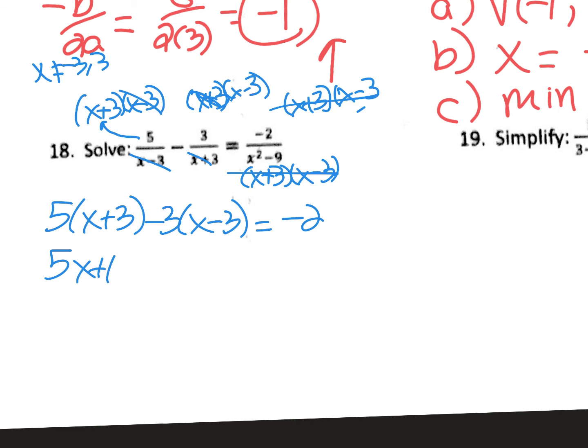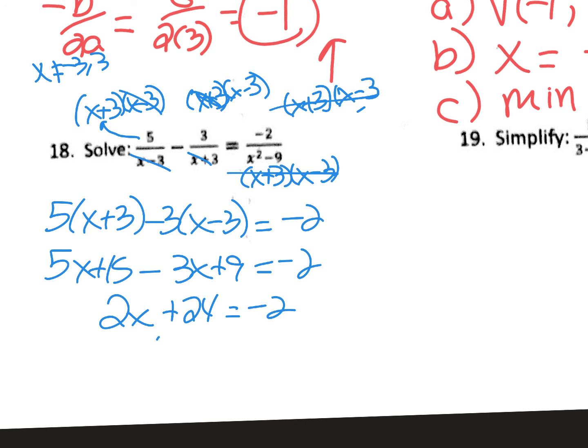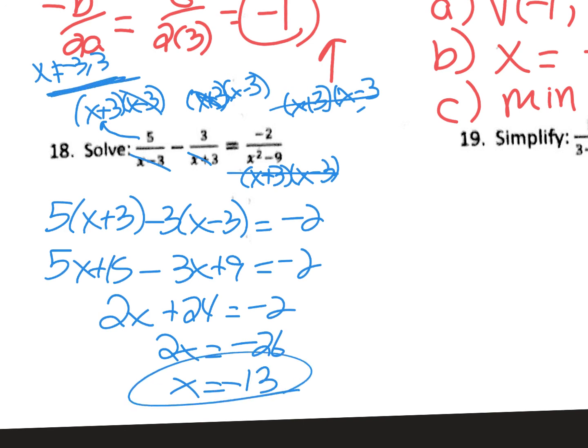Distribute the 5. Distribute the negative 3. And let's see what happens. 5x minus 3x is 2x. 15 plus 9 is 24. That's negative 2. Move the 24 to the other side. You get negative 26. Divide by 2. Negative 13. Guys, you need to check that. Just check and make sure it's not 3 or negative 3. And it's not, so that's it.